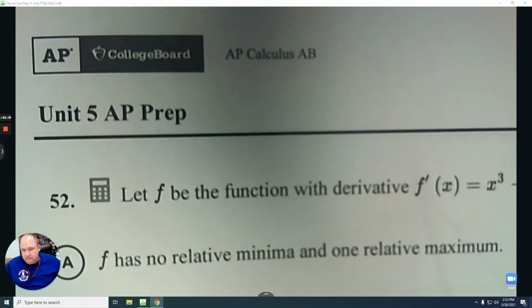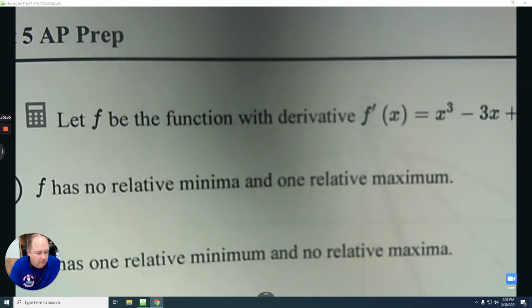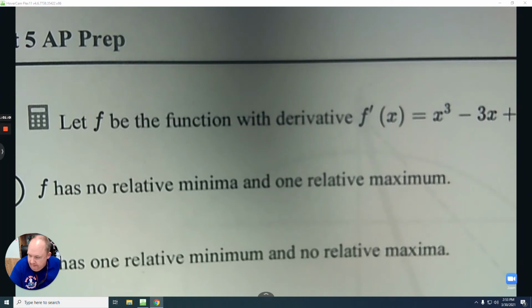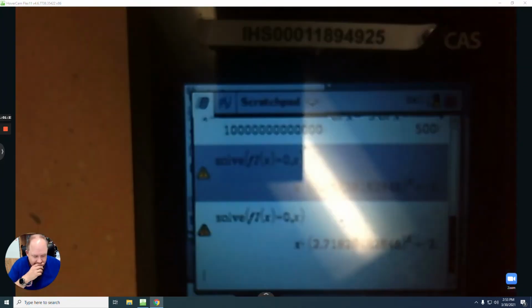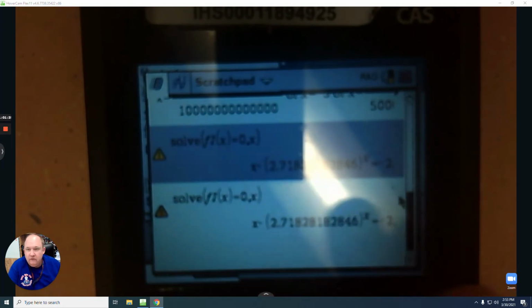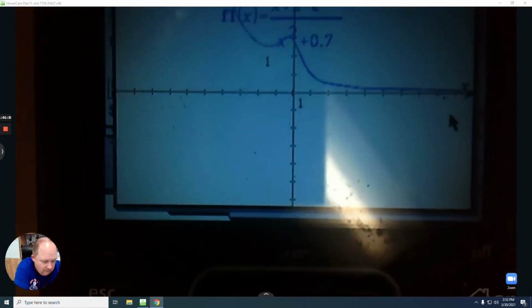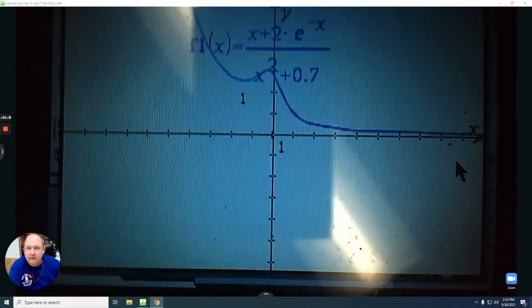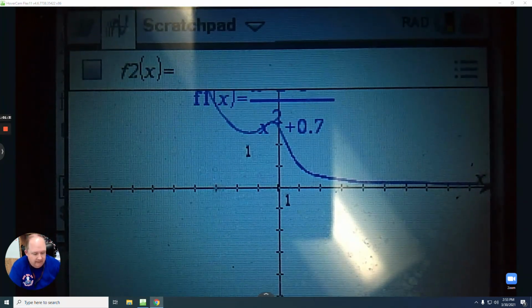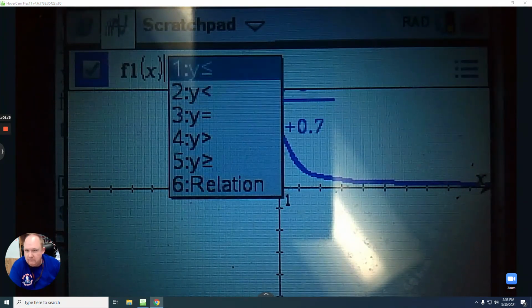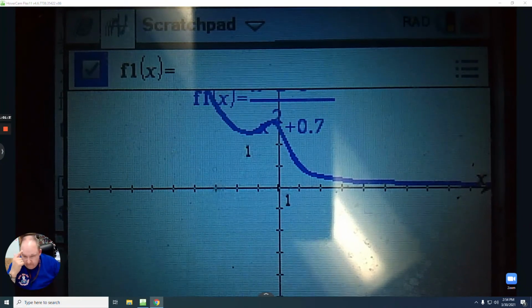Number 52. You're given a derivative. Which of the following statements is true about it? And it says, is there a relative minimum and one relative maximum and so on? So we're going to graph it because we're allowed to graph it. Let me focus in here. Press tab, and then I'm going to erase what I have before. And then I'm going to put it in.